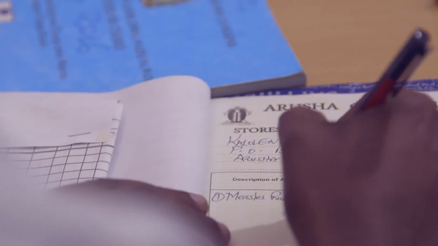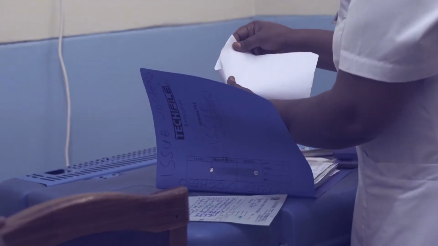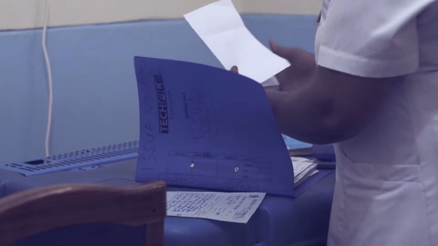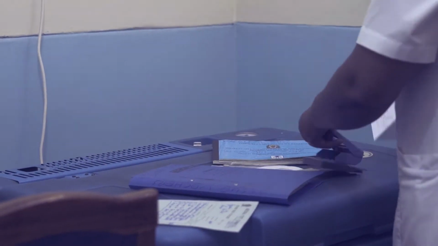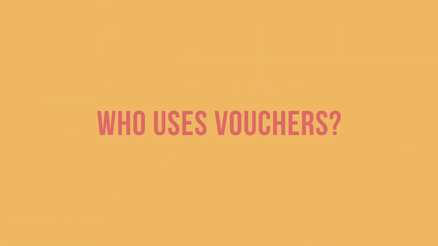A requisition and issue voucher is a document that travels with any vaccine or safe injection supply. Its purpose is to make sure that there is a written record of the movement of supplies. Whoever requests or sends supplies must know how to fill out a voucher, and whoever receives supplies must know how to review and approve a voucher.